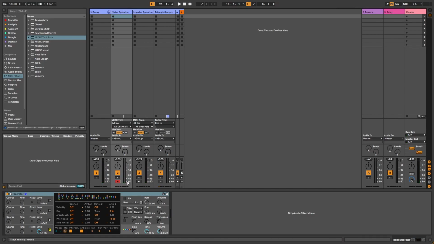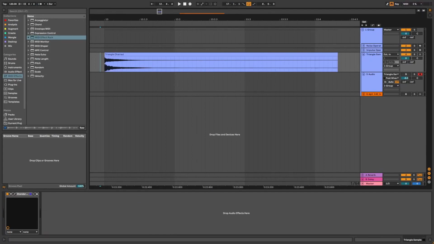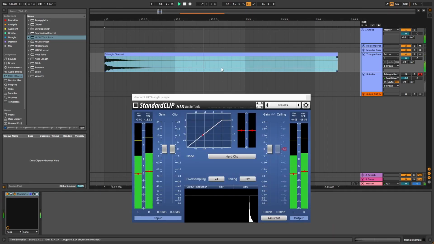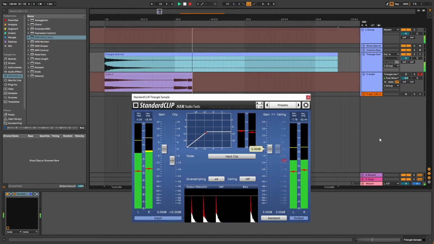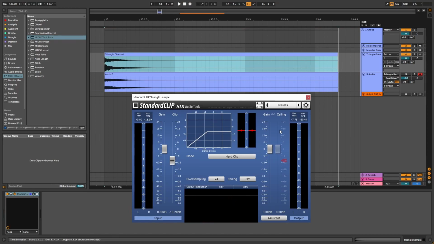This is the goal of compression, and why compression makes things sound louder. Compressors, by means of removing the peaks of sounds, also lower their dynamic range, which is the difference between peak and RMS. I'll use a clipper to demonstrate this. Hopefully you can start to see where we're going, and Standard Clip makes this easy for us.